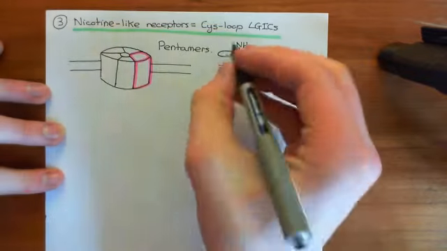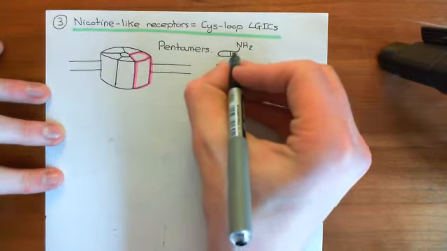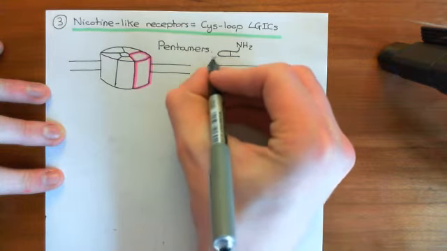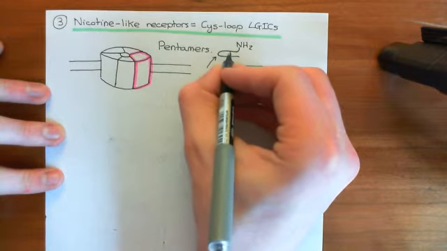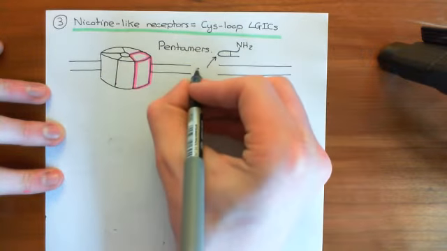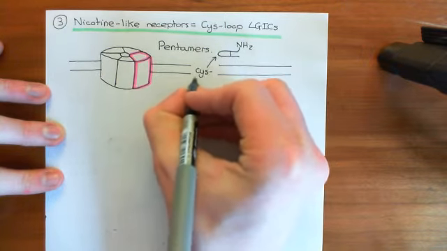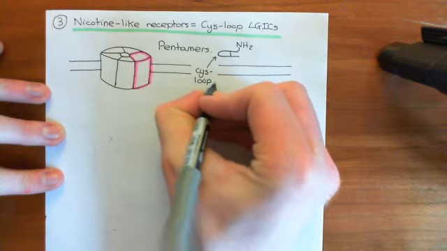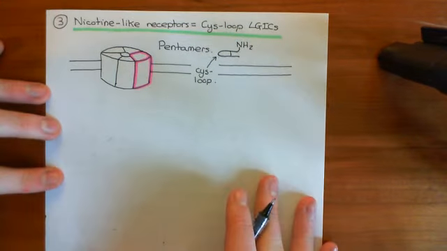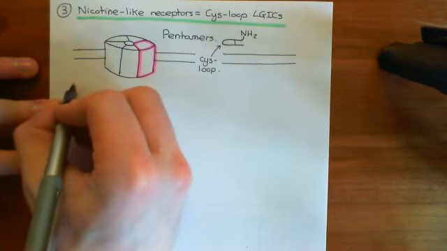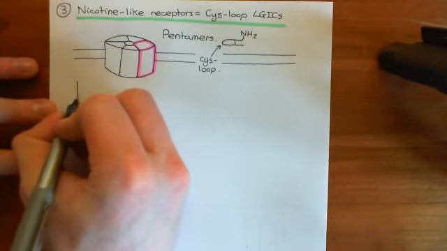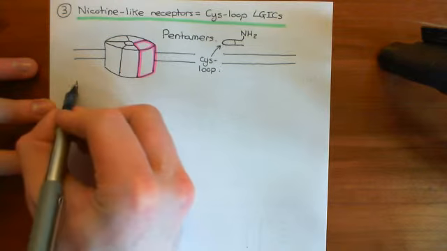cis-loop ligand-gated ion channels. You have a structure known as the cis-loop, extracellularly, which is this loop in the polypeptide held together by a disulfide bond between two cysteine residues. I want to discuss this concept of a cis loop in more detail, so I'll do it down here. Once again, let this line represent a polymer of amino acids.